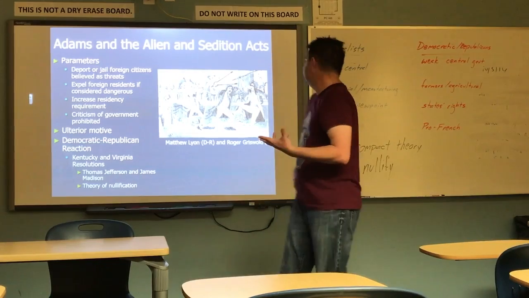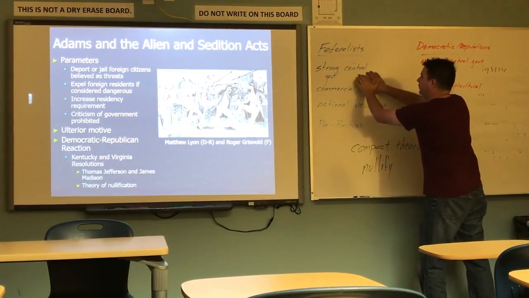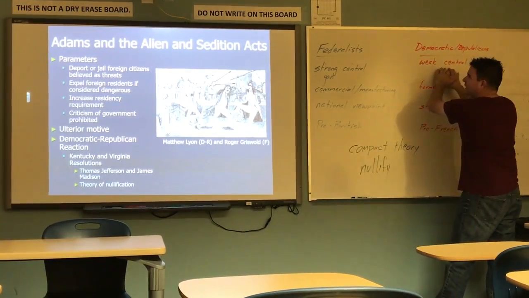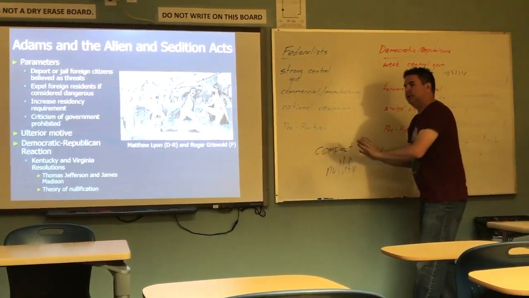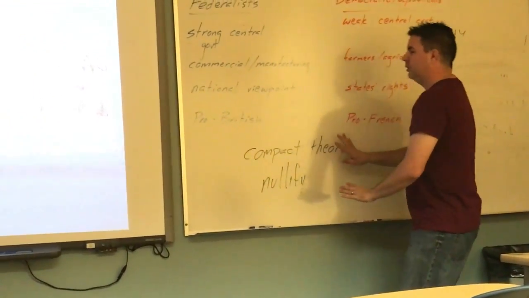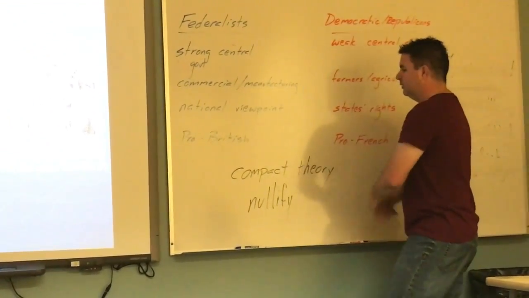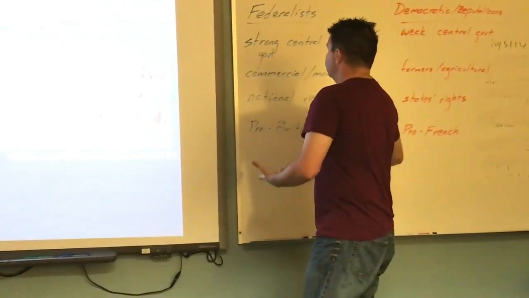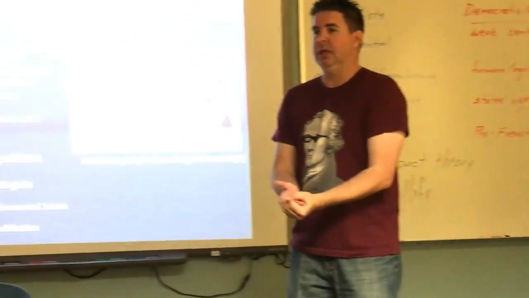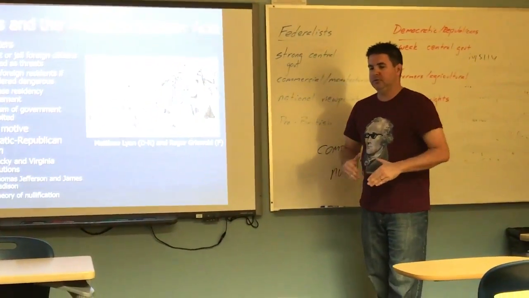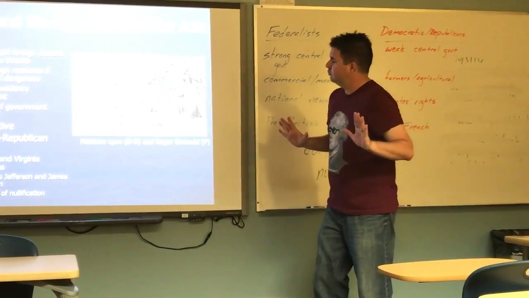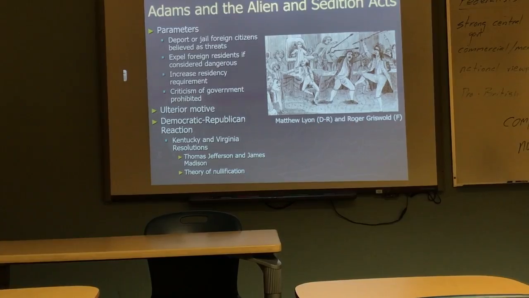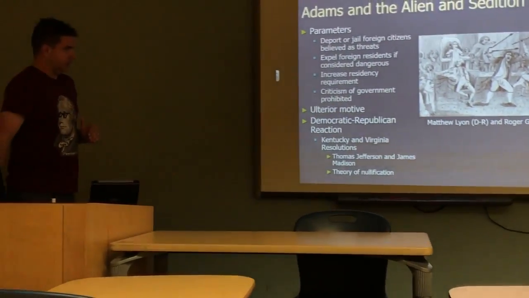But again, we still have this battle brewing between what the role of the central government and the states are. And now we're getting more into this battle about compact theory, that's part of the states' rights, the nullification as a power of the states, whereas the central government says, I'm the supreme law of the land, our law supersedes state and local laws. We're starting to have a philosophical, political argument here that is going to continue throughout our time here.